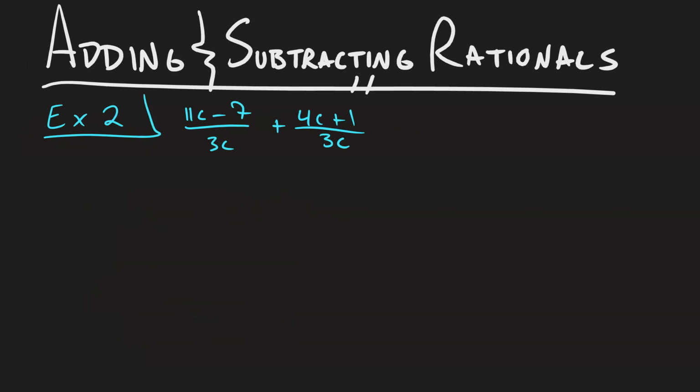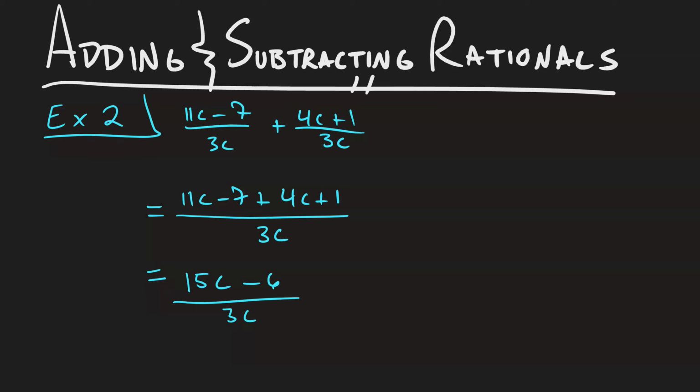In our next problem, once again, we have to deal with common denominators, which is great for us because that means we don't really have to do too much. All we have to do is simply add the numerators. So I'm going to add the numerators, 11c minus 7 plus 4c plus 1. Because we're adding this time, I don't have to worry about distributing anything. And of course, over 3c. One more time, do not forget that you don't add the denominators. All right, so let's combine like terms. 11 plus 4 is going to be 15c, -7 plus 1 is -6, all over 3c.